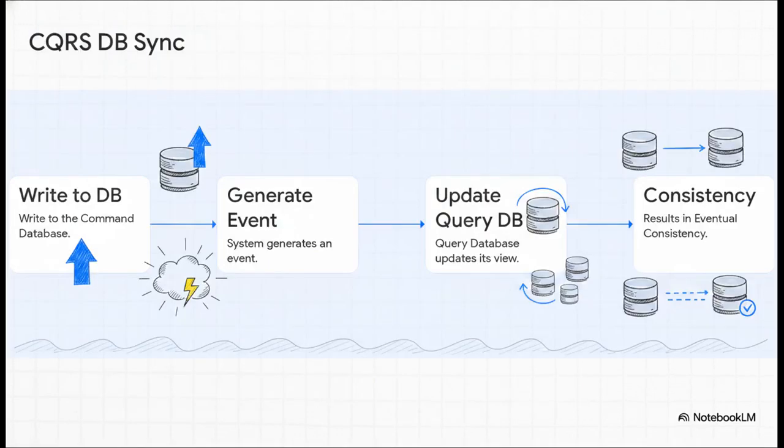Of course, if you're running two models, you might end up with two databases. Let's quickly walk through how CQRS handles that database synchronization asynchronously. Step 1, you execute a write operation to your command database, which is your strict source of truth. Step 2, the system generates an event describing exactly what just changed, something like order created. Step 3, your highly optimized query database is listening for that event and updates its own read-optimized view.